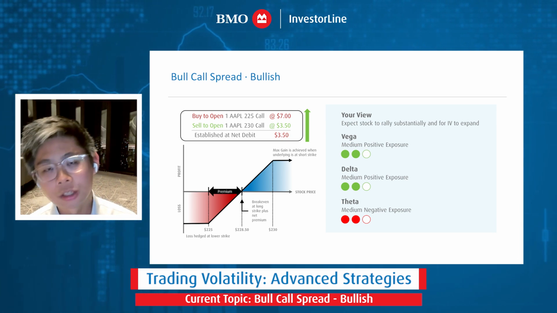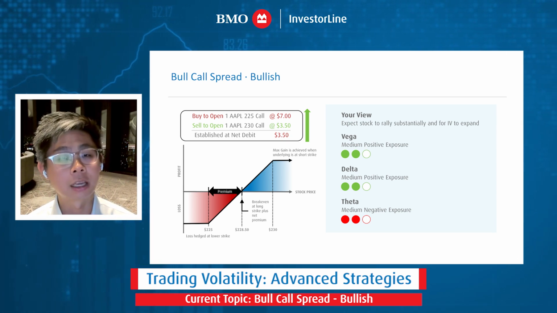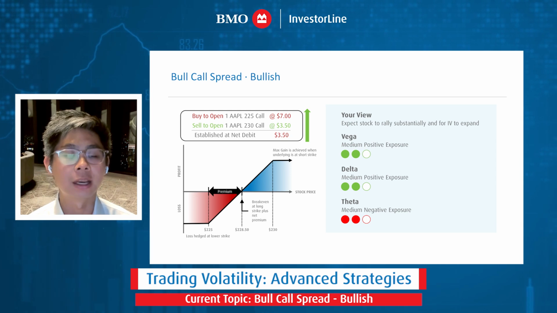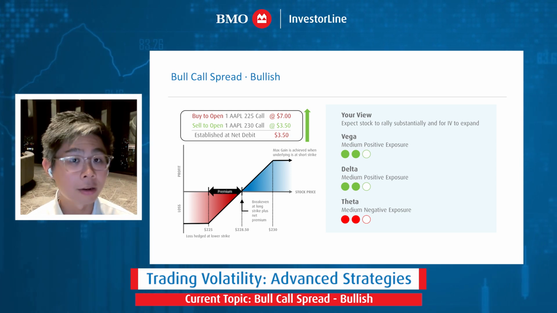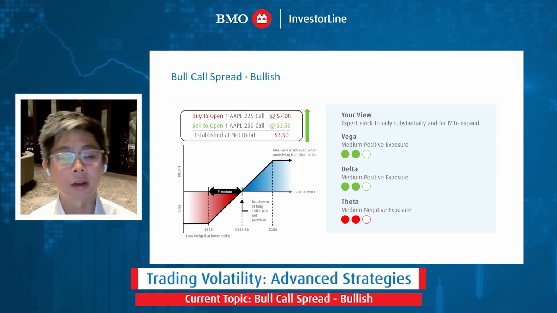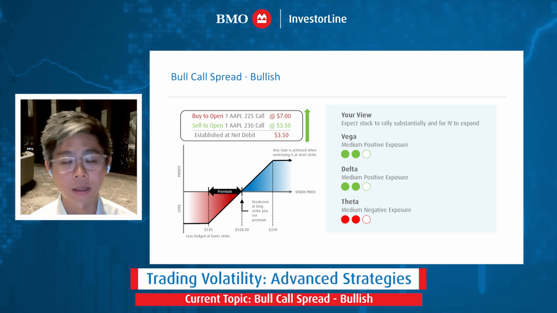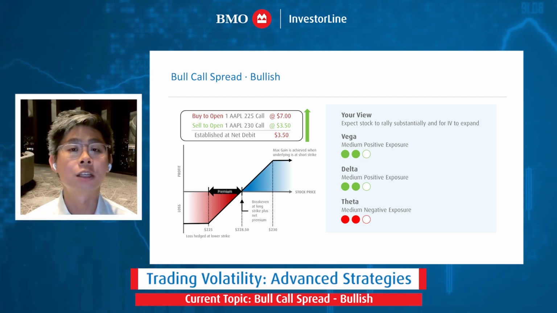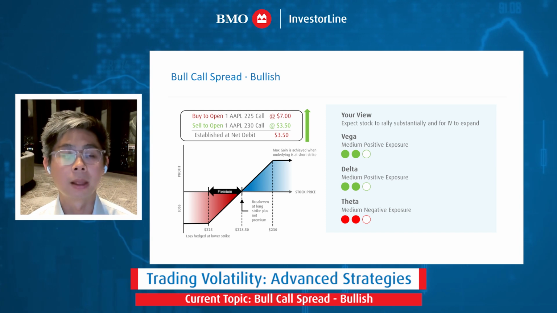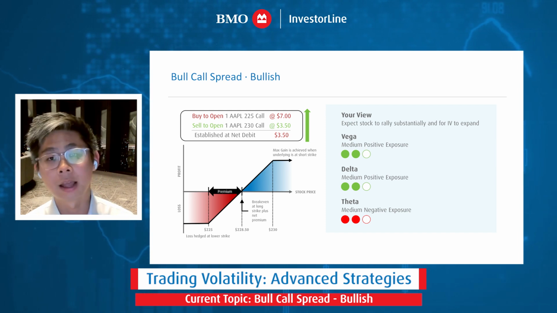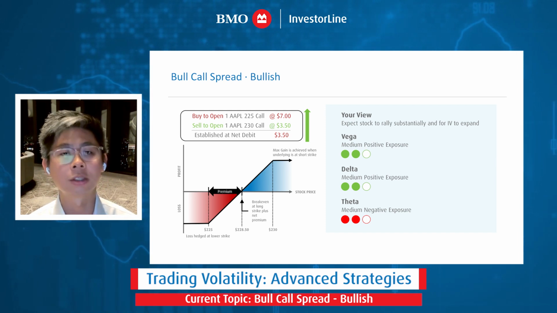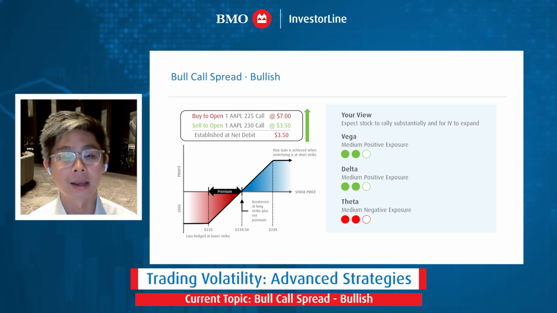Now, we generally consider debit spreads as a strategy that gives you a medium amount of vega exposure. It doesn't give you a lot of vega exposure, but it's certainly not a strategy that gives you a little amount either. So a fairly medium positive vega exposure that benefits from an expansion in implied volatility. But it also gives you delta and theta exposure, and in both cases, I would say it gives you a medium amount.